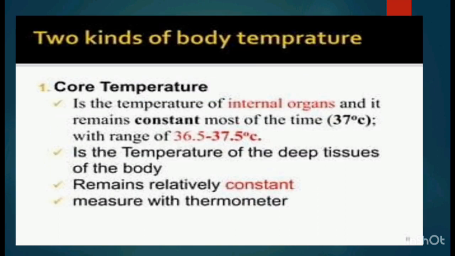We can assess two kinds of body temperature. First is core temperature. It is the temperature of integral organs, and it remains constant most of the time, like 37 degrees Celsius, with a range of 36.5 to 37.5 degrees Celsius. It is the temperature of deep tissue of the body, remains relatively constant, and is measured with the thermometer.